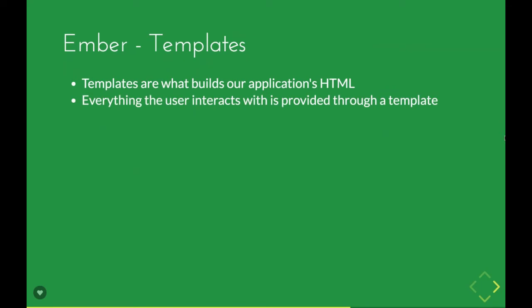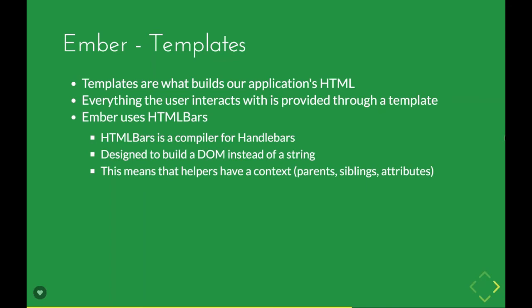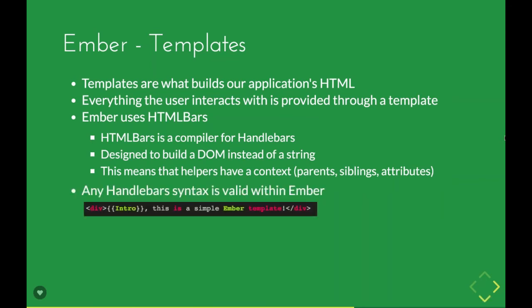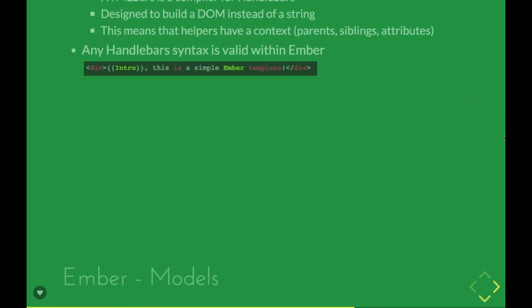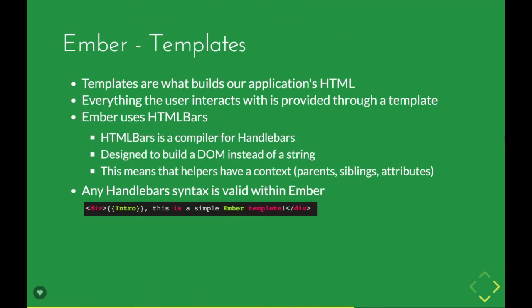Now, templates are what build the application's HTML. Everything that the user interacts with is provided through this template. Ember uses HTMLBars, which is a compiler for Handlebars. What Handlebars does is essentially define a string and then evaluate that string to create the DOM elements. Here, we are designed to build DOM instead of strings. This allows us to have context of the parents, siblings, and attributes that exist within these particular components, as opposed to just individual strings. Any Handlebars syntax is valid within Ember. For example, here we have just double brackets. That's a simple Ember template.